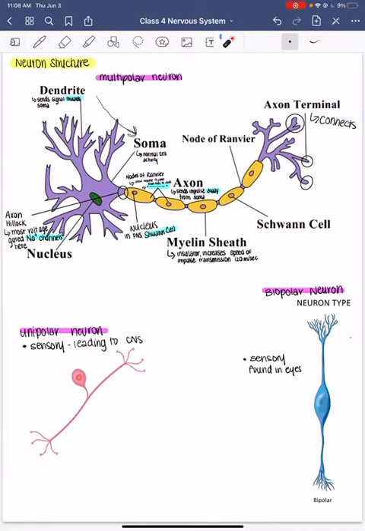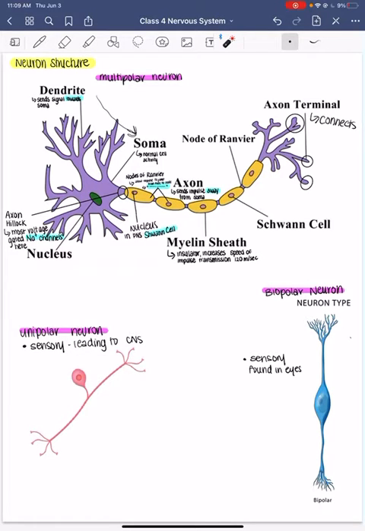So today we're going to be going over the neuron structures. One of the most talked about in bio is the multipolar neuron. The multipolar neuron consists of dendrites, soma, nucleus, axon, node of Ranvier, axon terminal, Schwann cell, and myelination sheath. Now we're just going to go over this in more detail.